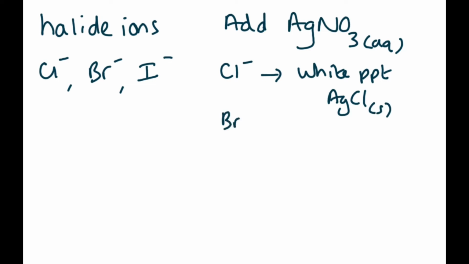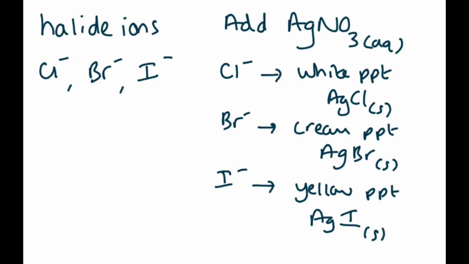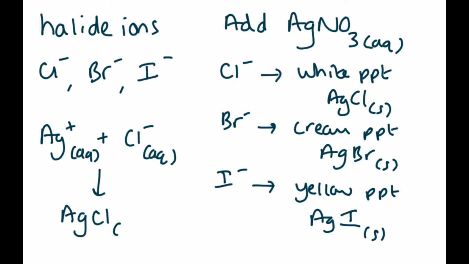If you have bromide ions, then you'll get a cream precipitate. And that's a cream precipitate of silver bromide. And if you have iodide ions, then you'll get a yellow precipitate, and that's a precipitate of silver iodide. And the ionic equation is the silver ions plus, let's take chloride as an example, and you get the precipitate of silver chloride. Okay, now that's not the tricky part.